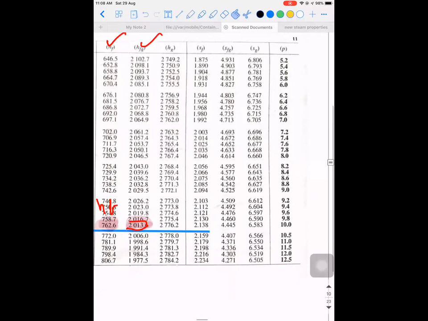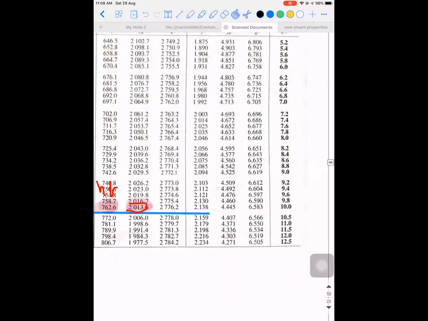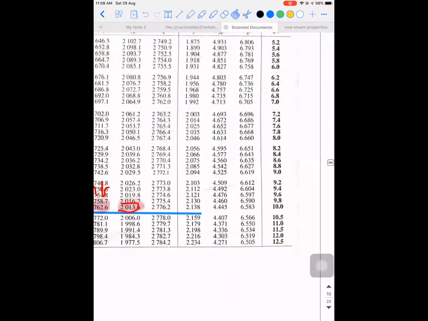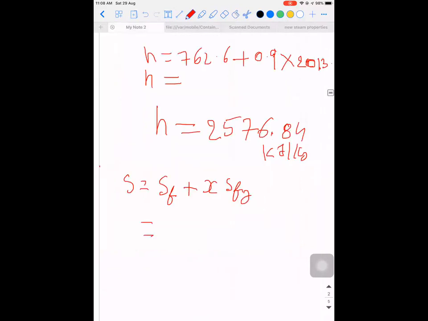Yes, sir. Okay, just a moment. This is SF and this is SFG. 2.138. Okay, I will go to this. 2.138 plus, what is X, sir? Plus 0.9.